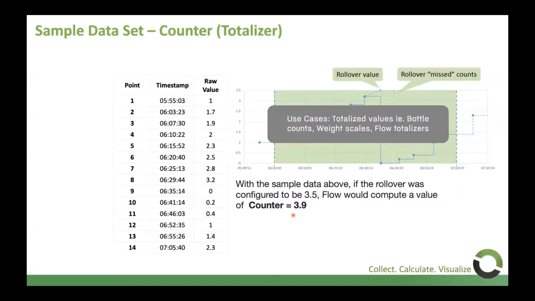Okay, again, where do we use this? Obviously used a lot in totalized values, might be weightometers, might be flow meters, weight scales, and obviously if we look a little bit more in production lines, bottle counts on filling machines, we use that quite a lot with our totalizer aggregation method to get the totals of these production figures for our particular time frame.